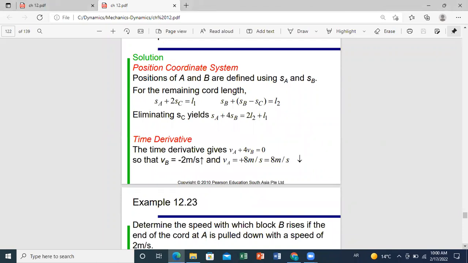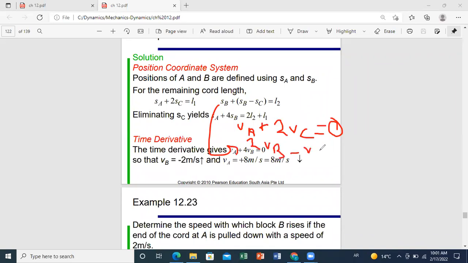So as you can see, these are the two relations. When you derive them, the first relation you get is VA plus 2VC equals 0. Now, if you derive the second relation, you get 2VB minus VC equals 0.